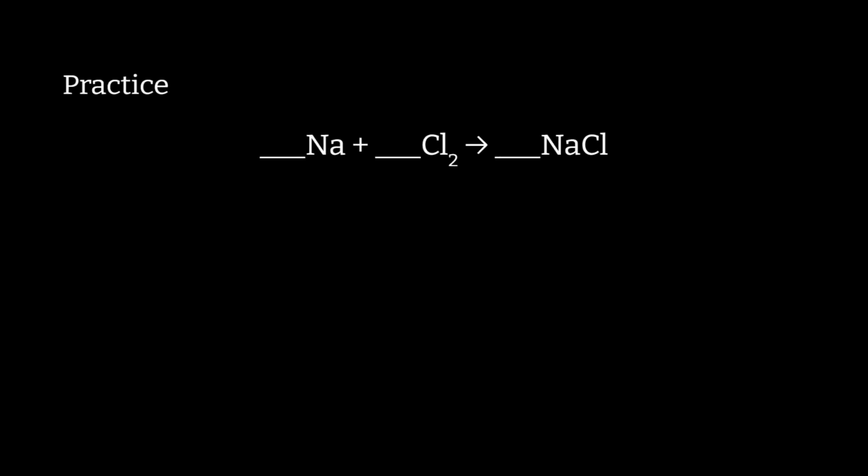Let's go ahead and take a look at the first example. So we have our Na plus Cl2 forming our NaCl. So sodium plus chlorine forming sodium chloride. First off, we're going to separate this down the middle of our arrow. We are going to have our NaCl. And on each side, we are going to count up the number of atoms that we have.